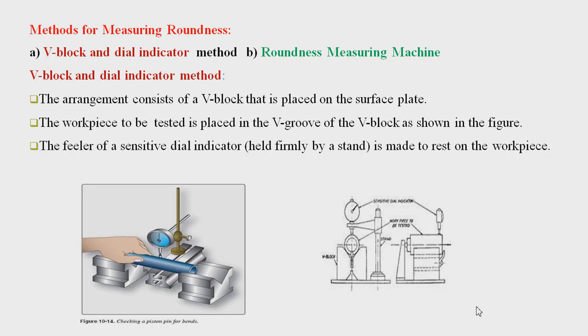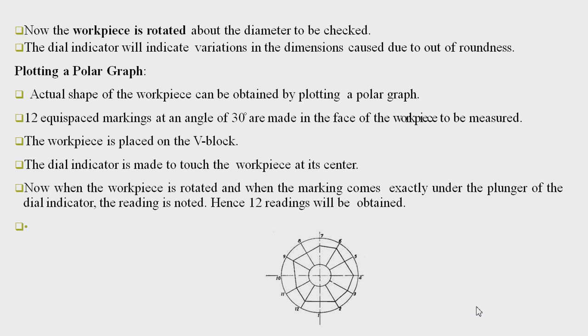Now, how can we measure roundness? There are two methods: the V-block and dial indicator method, and the second one is the roundness measuring machine. The V-block and dial indicator method consists of a V-block that is placed on the surface plate, which is very precise. The workpiece to be tested is placed in the V groove of the V-block as shown in the figure. Now, the feeler of a sensitive dial indicator held firmly by a stand is made to rest on the workpiece. Now the workpiece is rotated about the diameter to be checked. The dial indicator will indicate variation in the dimension caused by out of roundness.